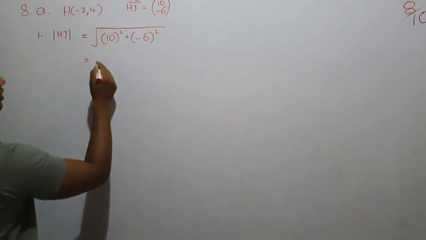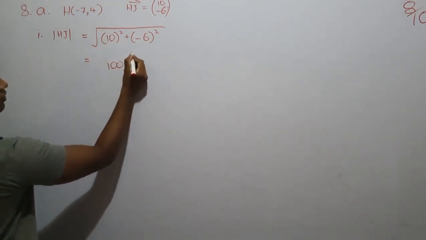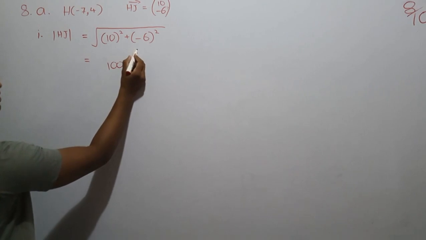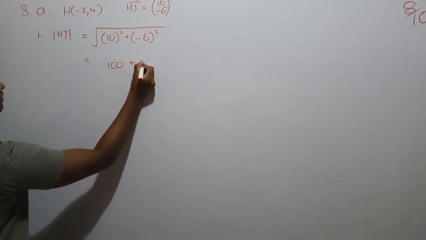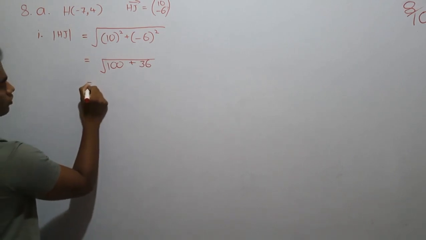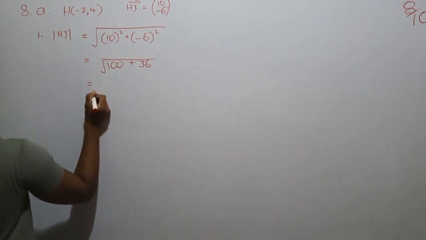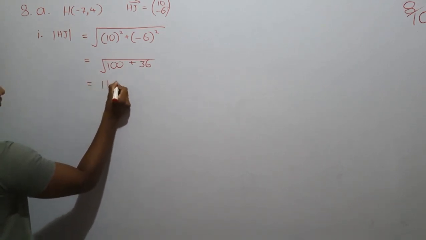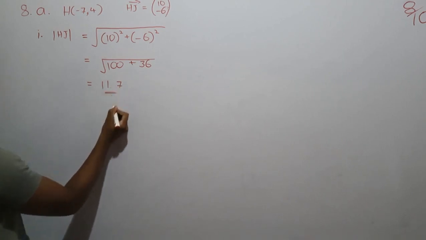So 10 squared is 100, minus 6 squared, minus into minus is plus, 36, whole thing square root. So I get the final answer as 11.7.